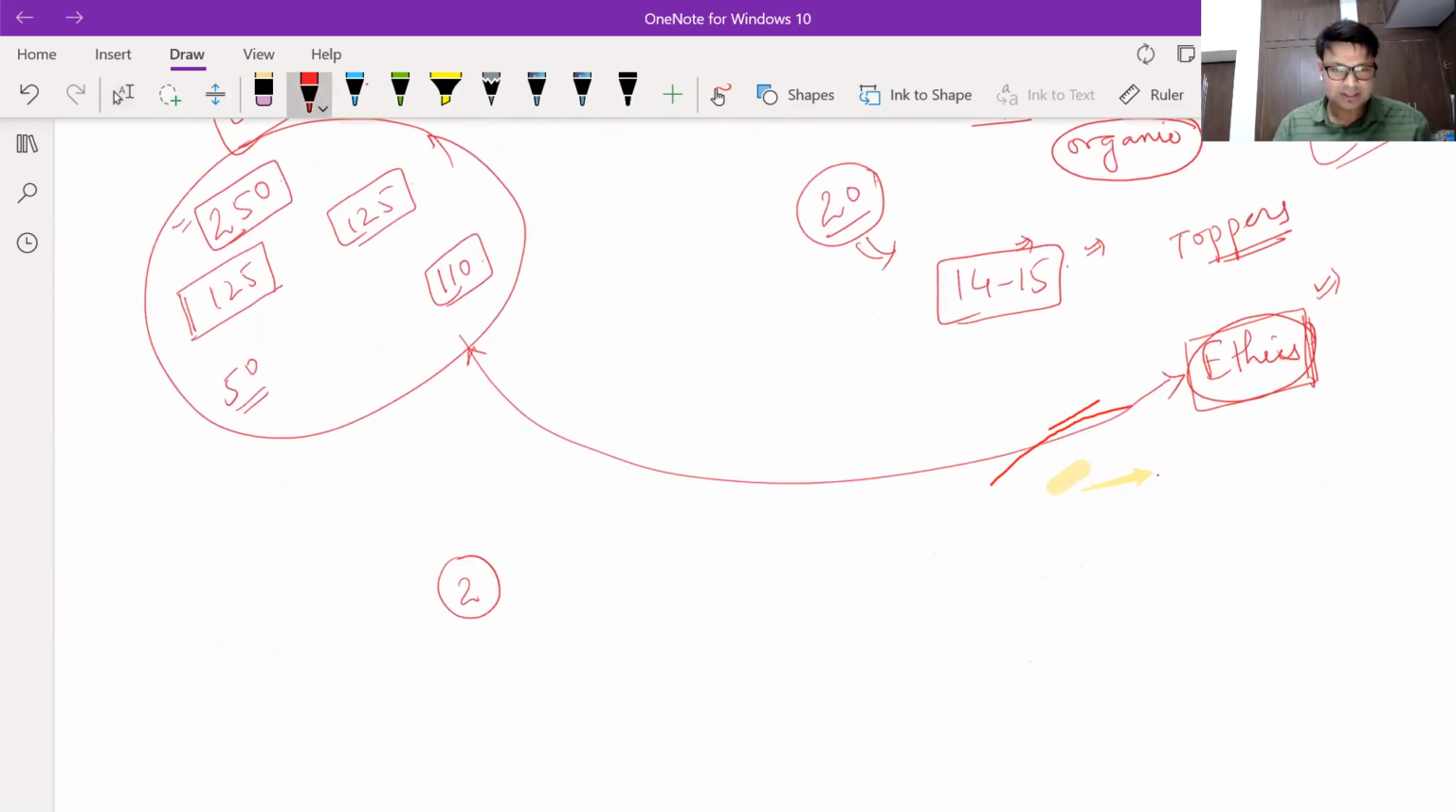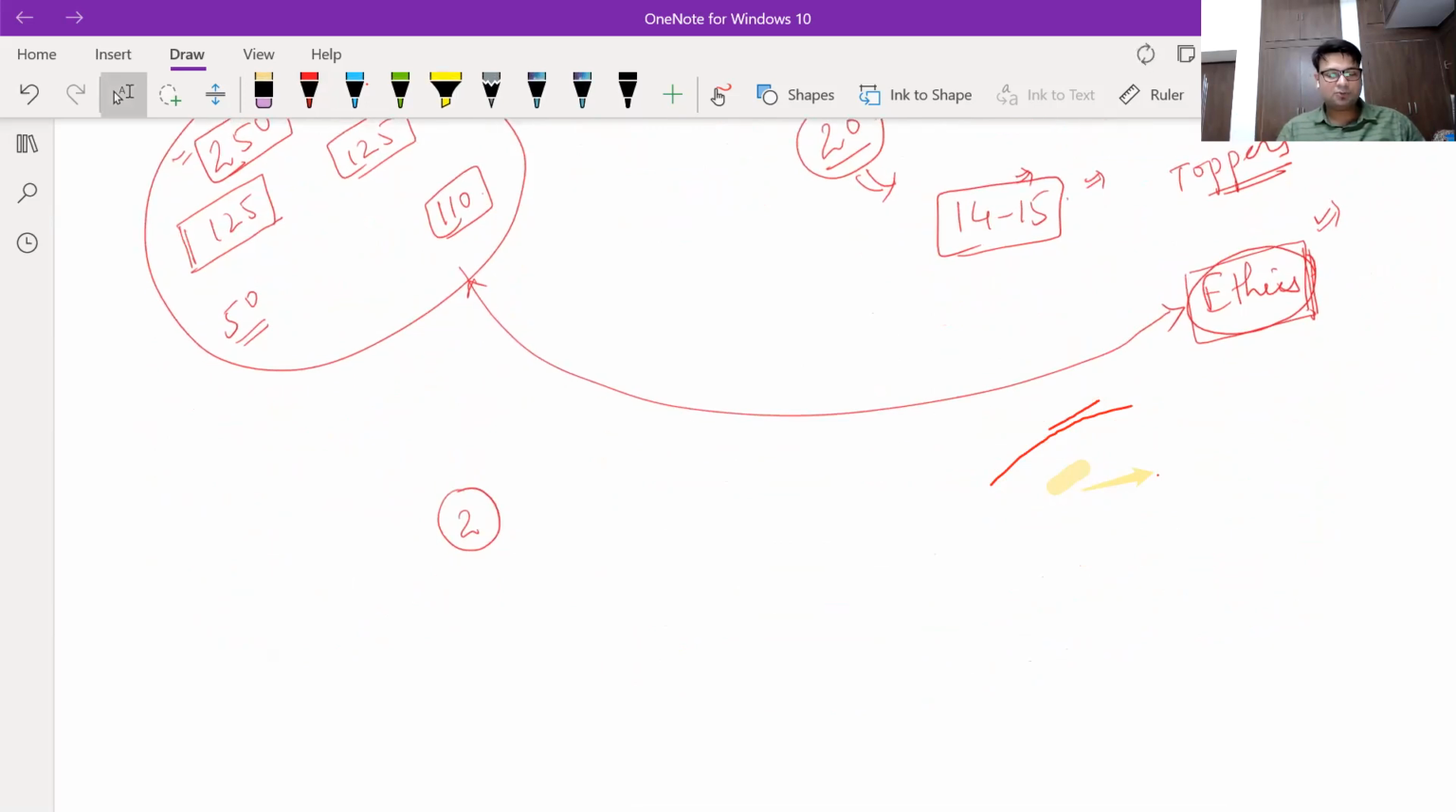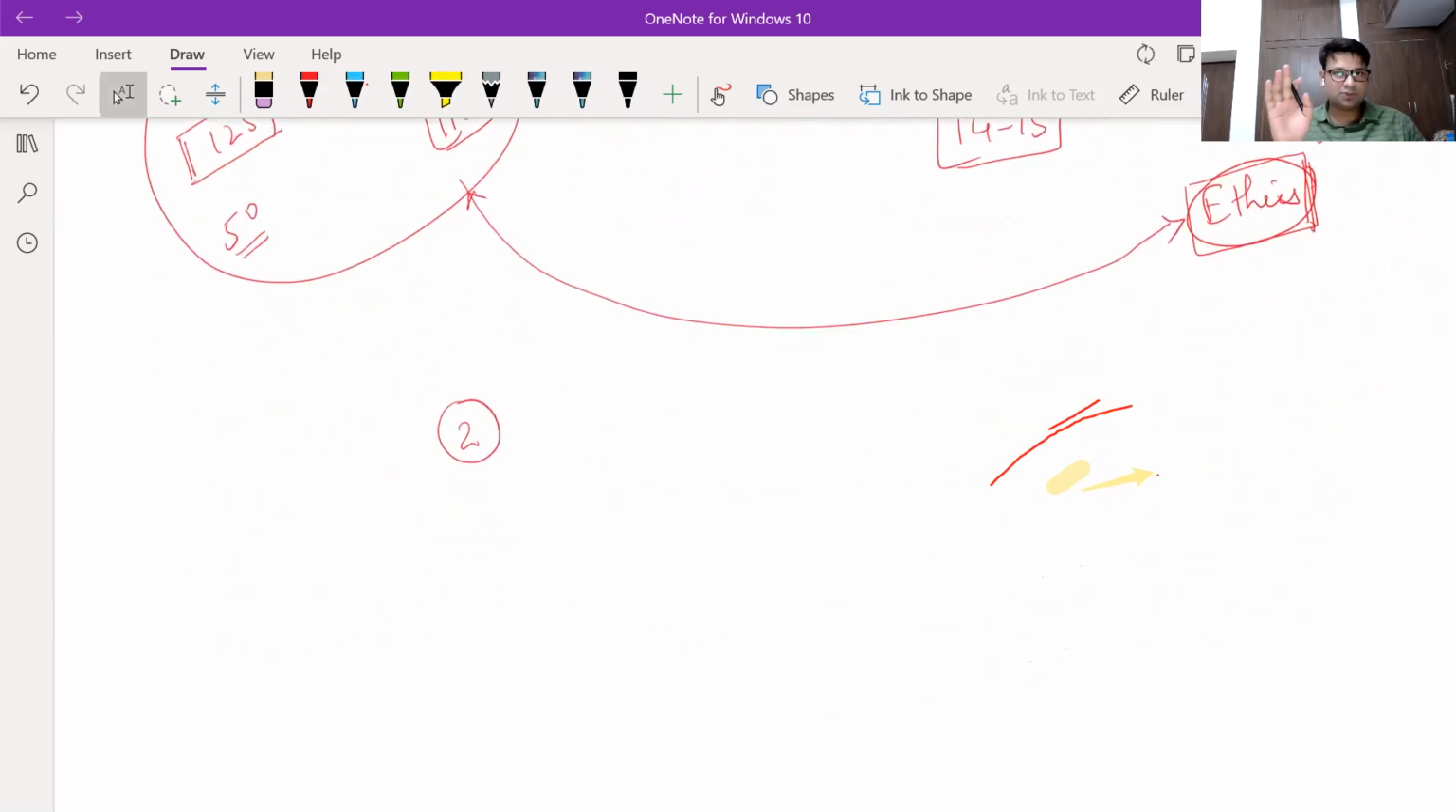The second stage, or the second thing that the examiner is expecting from you. So the examiner most of the time reads 2-3 things. First thing is the introduction.